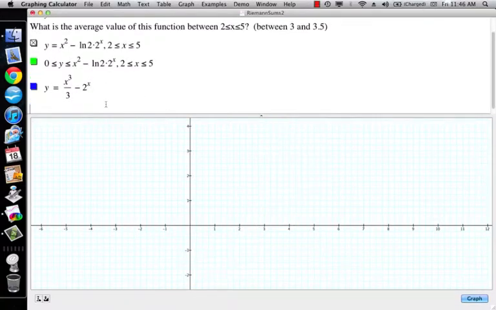So the value right here is nine and 2/3. Well, I can plug that in. So I can plug 2 in here. I get 8/3, or I get 8 divided by 3 minus 4. So I get 8/3 minus 12/3 equals minus 4/3.